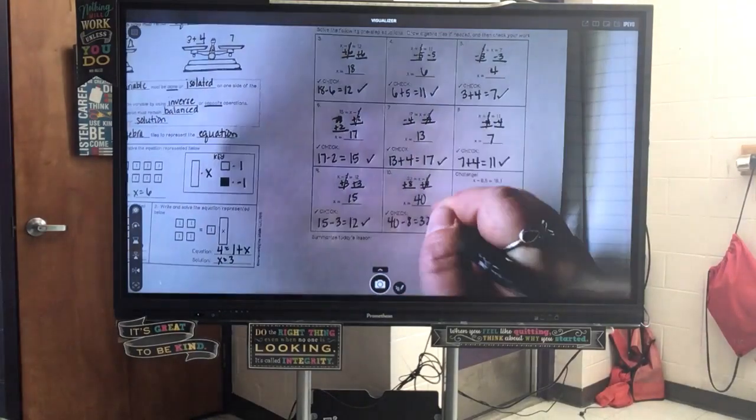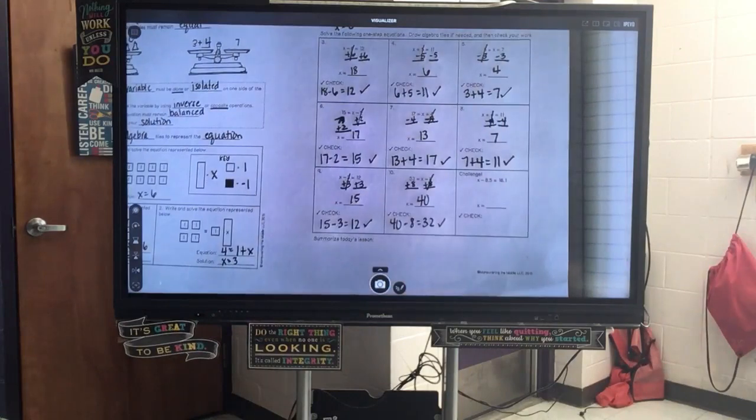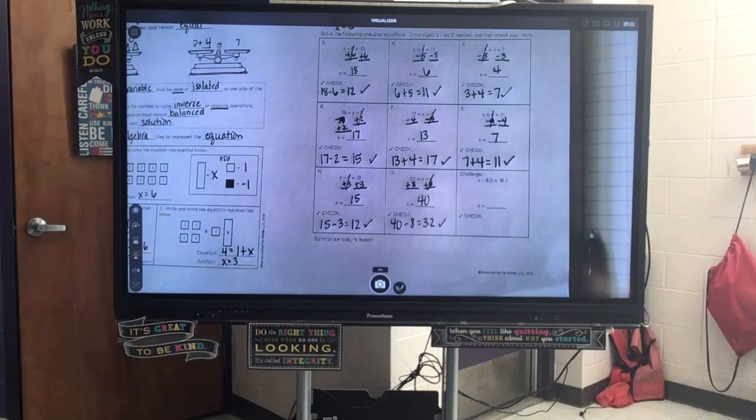All right, so the challenge. Why is this challenging? Let's say that. We'll start with that. Why is it challenging? Gemma? Because it has decimals. All right, so if you haven't done the challenge yet, please go ahead and solve the challenge for me and explain that to me first.